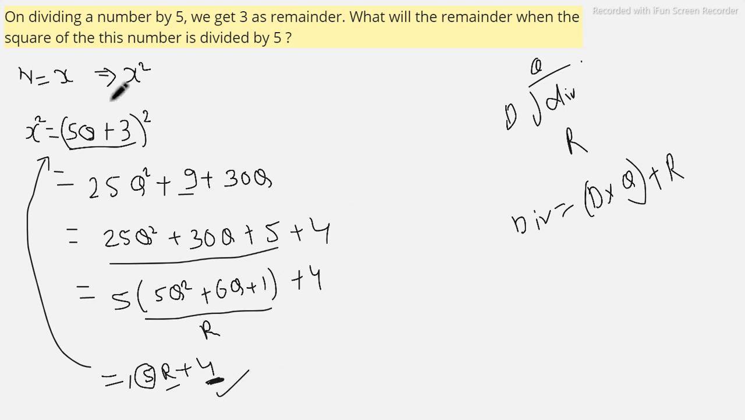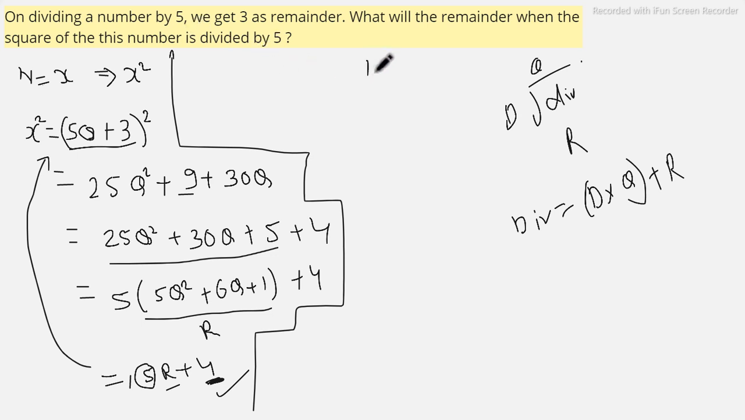This method is quite lengthy, and if you try to solve with this method in exam, it will kill a lot of your time. So in order to save time in such kind of question, we generally take a smaller and convenient number, and then solve based on that. Here, on dividing a number by 5, we get 3 as remainder. So just take an example in the multiple of 5. For example, we take 10.